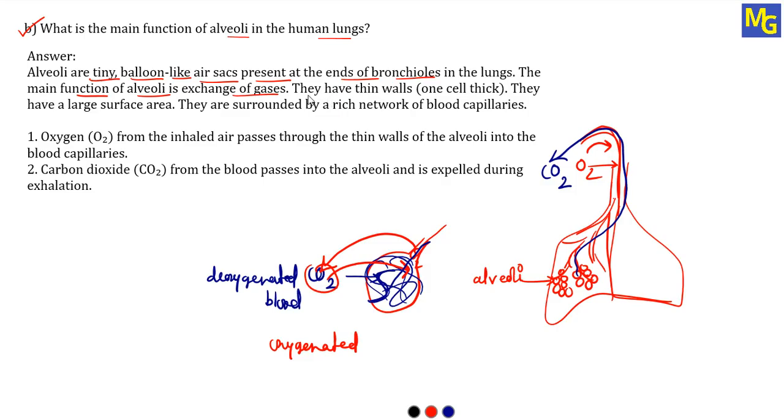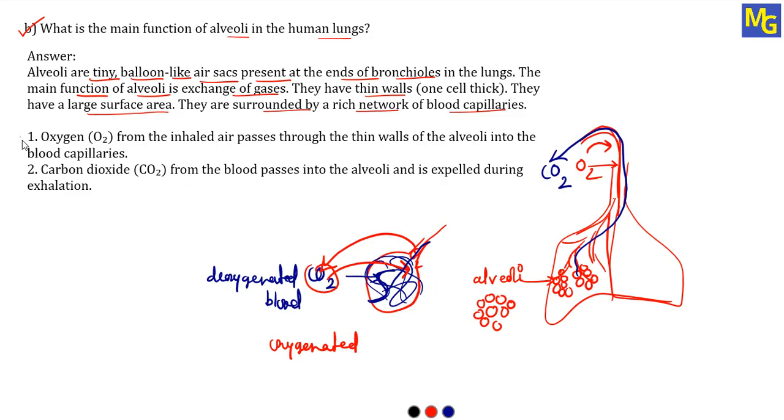So see here, they have a thin wall, they have a large surface area, and they are surrounded by a rich network of blood capillaries. These alveoli have a thin wall and a large surface area because they are very small in structure, and just to increase the surface area, the size is very small. And because they are covered with a network of blood capillaries, this helps to increase the gaseous exchange rate of the alveoli.